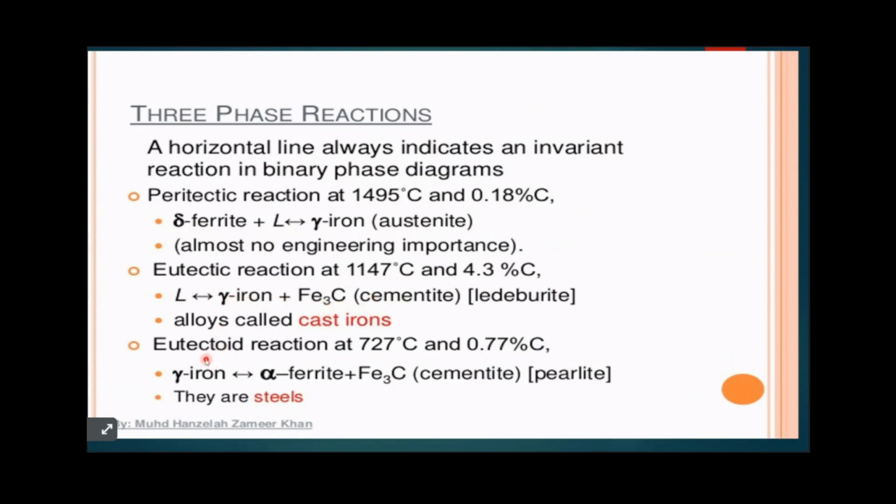Third reaction is the eutectoid reaction. It takes place at the temperature of 727 degrees Celsius and 0.77% of carbon, that is medium carbon steel. So eutectoid reactions take place in the medium carbon steel at the temperature of 727 degrees Celsius. That is, gamma iron will be converted into alpha ferrite plus cementite, or pearlite. So these are all the three types of reactions.